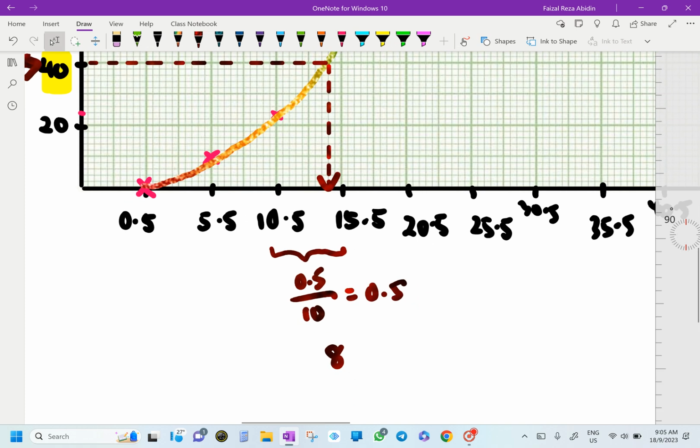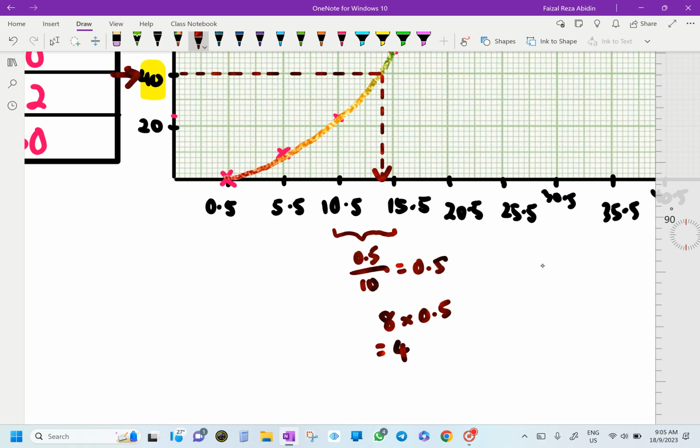Okay, so what I'm going to do over here is times with 0.5. So 8 times with 0.5, I'm going to get 4. Then I'm going to plus with 10.5 for my answer here, and I'm going to get 14.5. Can you understand? This is going to be our value of quartile 1, the first quartile.